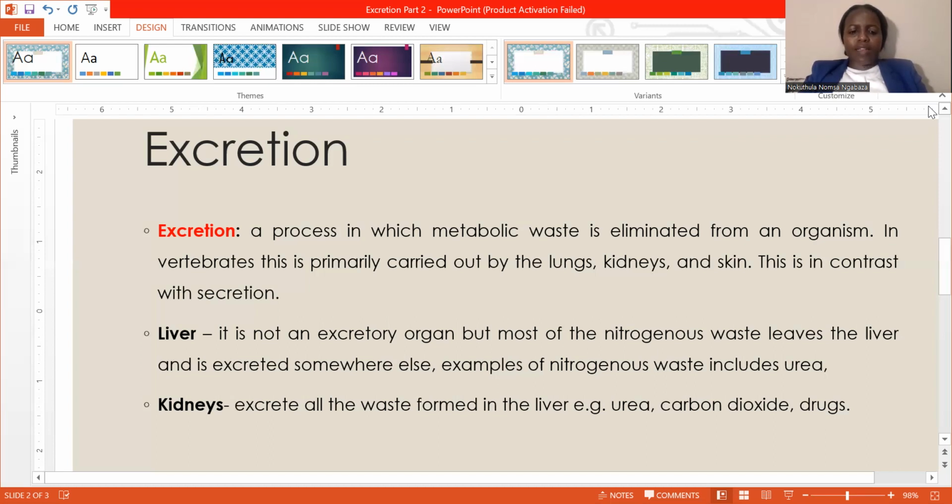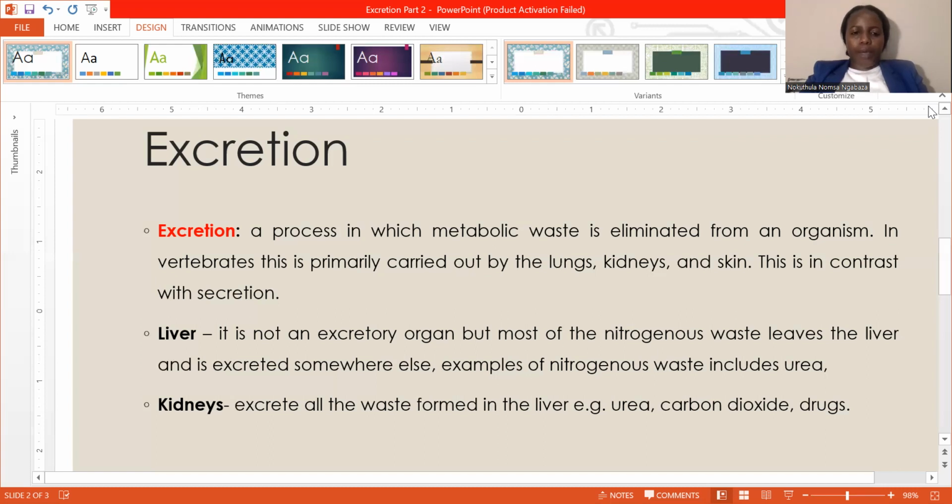If someone has a high intake of alcohol, at the end of the day, your liver gets affected. Therefore, the alcohol has to be eliminated. So you have to understand what excretion is and what secretion is. And you also have to know the different types of nitrogenous waste as well as the non-nitrogenous waste.